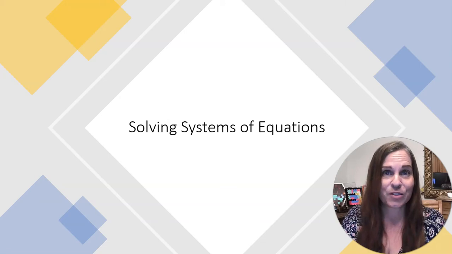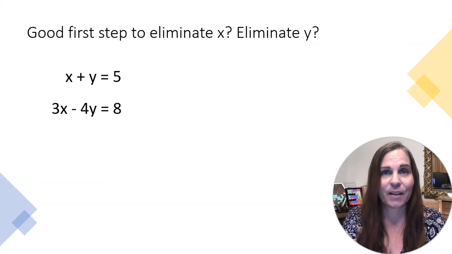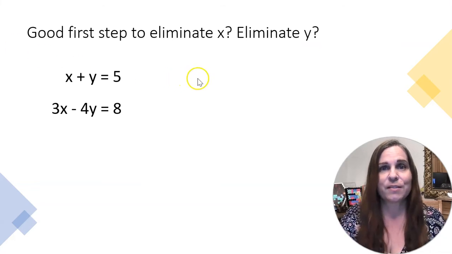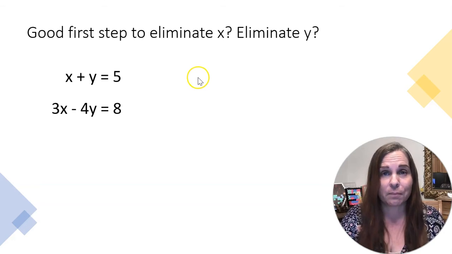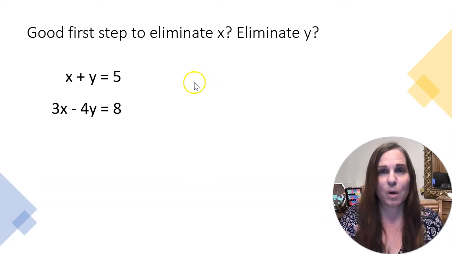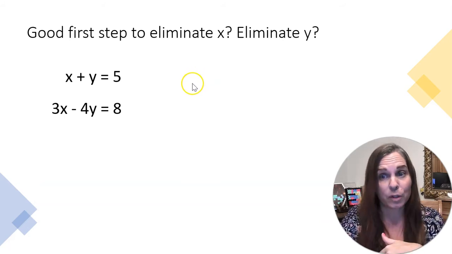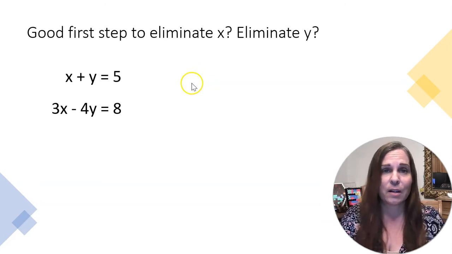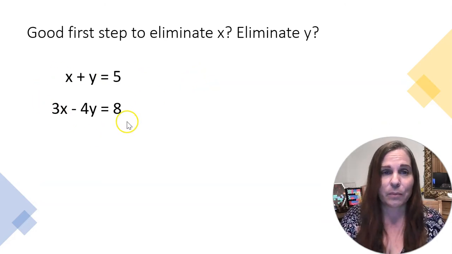Solving systems of equations. When you're solving a system of equations, you need to solve one variable at a time, right? So you're usually going to be trying to eliminate one of the variables so that you can solve for the other one. So let's see how to do that in this example.